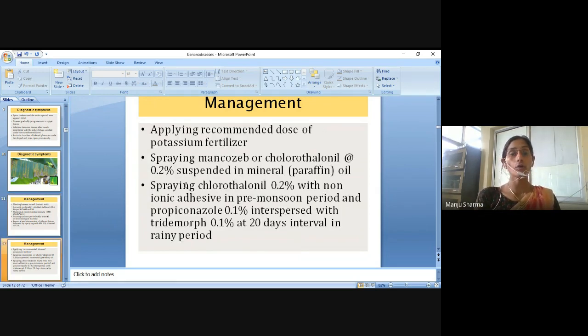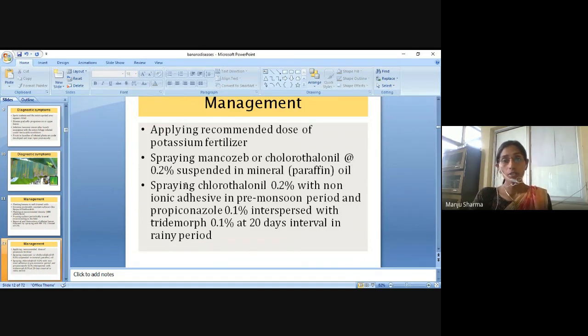Apply the recommended dose of potassium fertilizer, because if there is a lack of potassium fertilizer, the pathogen will be very active, and a lack of potassium is a favorable condition for the pathogen. That's why we are using potassium fertilizer, because if the level of potassium is increased, then it will manage the disease.